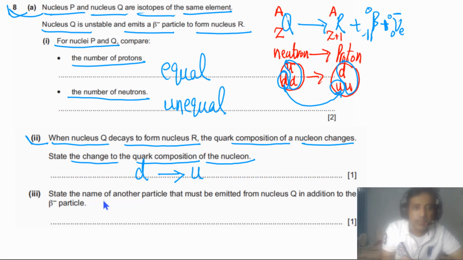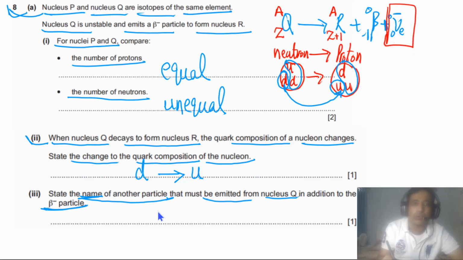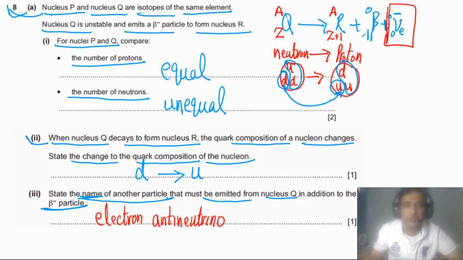And for the last part, we need to state the name of another particle, not the number, that must be emitted from nucleus Q in addition to the beta minus particle, and that particle is electron anti-neutrino. So simply we can say another particle is electron anti-neutrino. If you write on these points, you will get 4 marks for this part of the question.